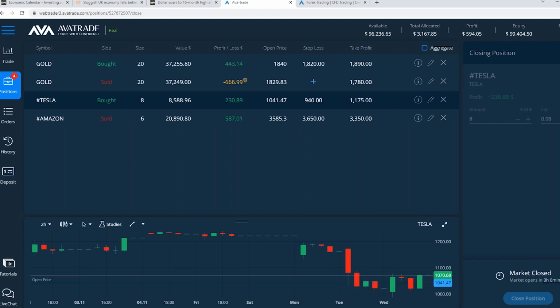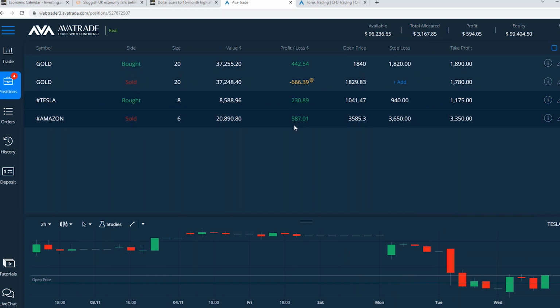Market's closed. Can't close these positions. The U.S. stocks you can't close until the U.S. market's open. So when the U.S. market opens, I can take a look. Maybe these move further into the money. Maybe they pull back, and then I just want to leave them open. It's up to me what I want to do once the U.S. market opens for Tesla and Amazon. Gold, these are currently moving.